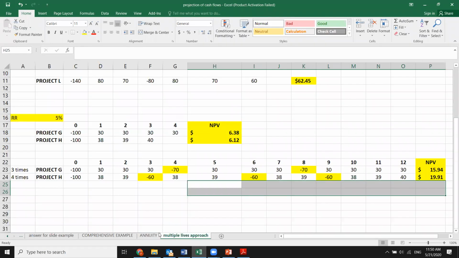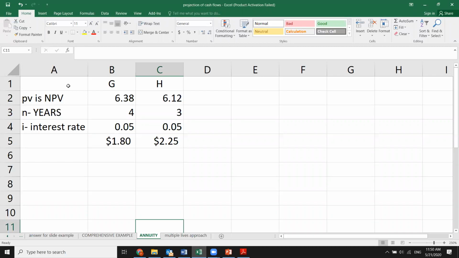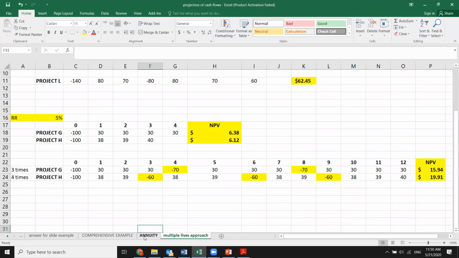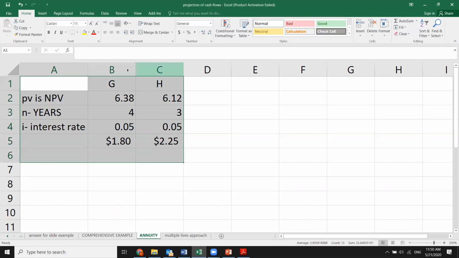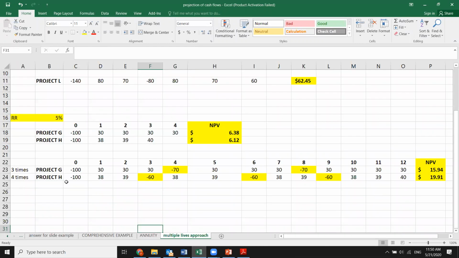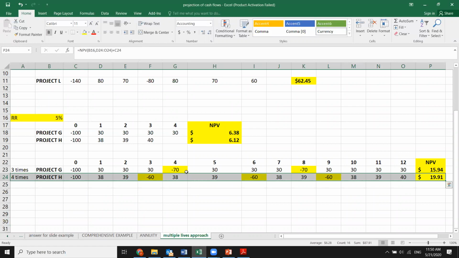So for you to know how to calculate the annuity is the easiest part, but this will take time to do, and to come up with a certain decision to accept or to reject. So you accept the project with the higher annuity here, and you accept with the 4 times. So most of the time they should give you the same answer, but your last decision should be based on LCM. Let me save it.